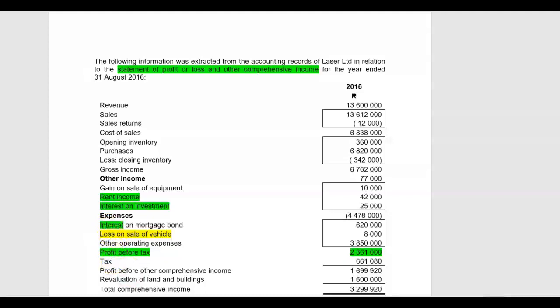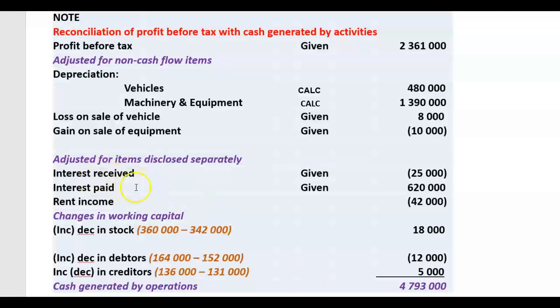It seems to be all then. Interest received, 25,000. Interest paid, 620,000. And rent income, 42,000. Remember, what do we deduct here? The items which were included in profit before tax. Not another figure. We are busy adjusting profit before tax. Therefore, we can only add and deduct items which were included in that amount of profit before tax.